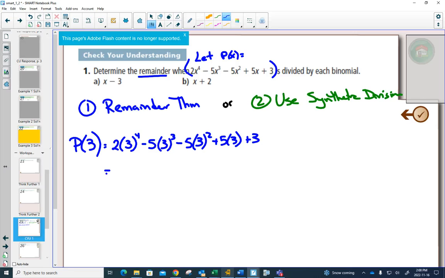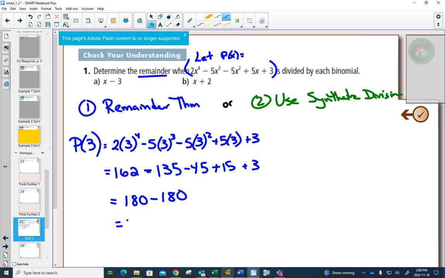3 to the 4 is 81 times 2, 162. 27 times 5 is minus 135. 9 times 5, minus 45. 5 times 3, plus 15, plus 3. Minus 180 plus 180 is 0. A remainder of 0. That's pretty nice. So we know that that's a factor.